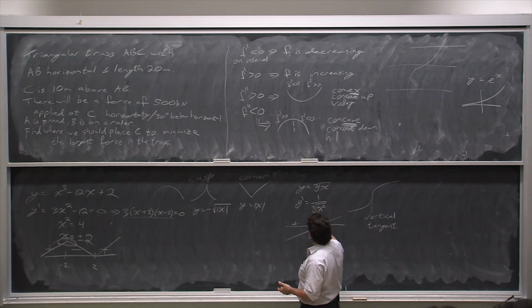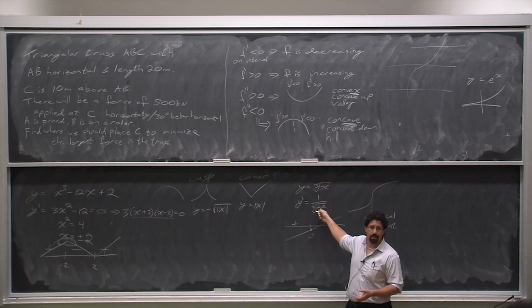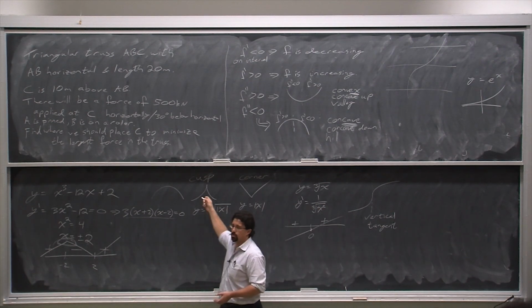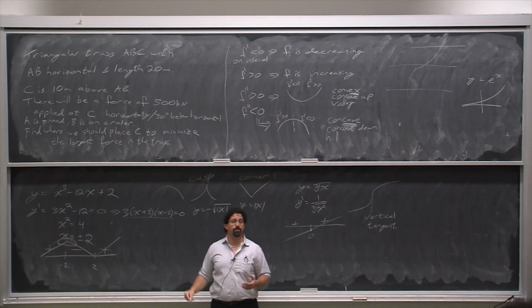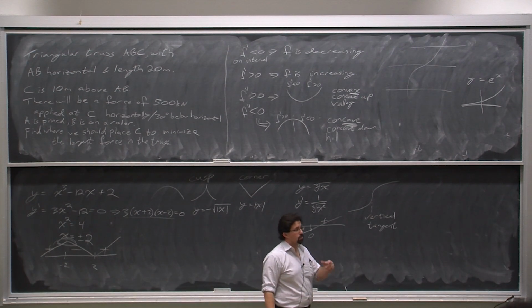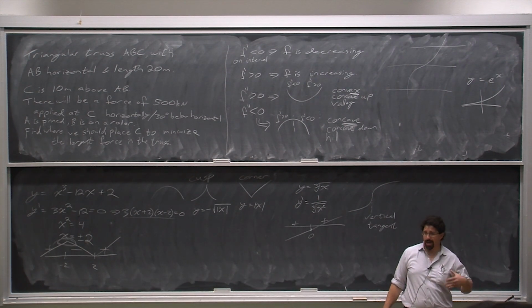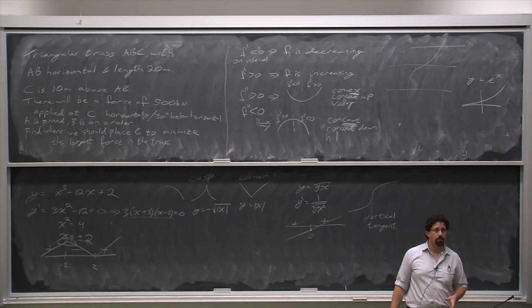Or worse yet, something like this, where the second derivative just doesn't exist. Right? The second derivative test does not work on this point. It does not work on corners. It does not work on cusps. There are quite a few other types of points where it just does not work. So for the longest time, I had no idea why we even bothered teaching it.